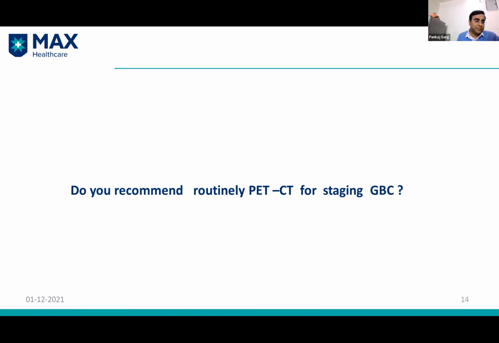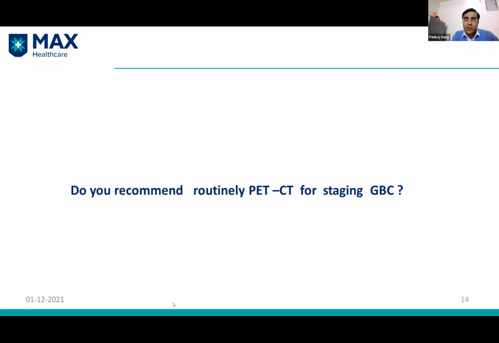Okay. So if I frame this question slightly differently, Dr. Garg, if the patient has come with a CT scan, and if he has an early disease on CT scan, would you still go for PET CT? I would.